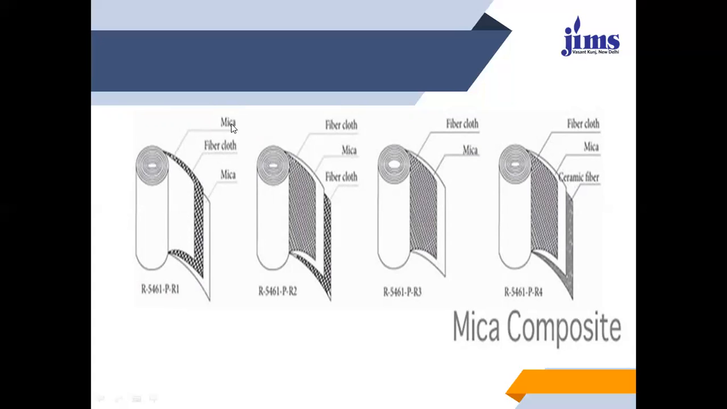A single sheet of R5461 PR1 has a combination of mica, fiber cloth, and mica, so we can easily wrap it. It will be available in the form of a roll, so we can easily wrap the material over a component which we have to protect. They are called mica composites, where there are different combinations: fiber cloth and mica, then fiber cloth, mica and fiber cloth, and fiber cloth, mica and ceramic fibers. Multiple combination materials are available to us.